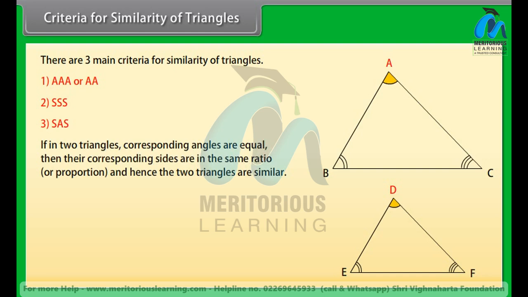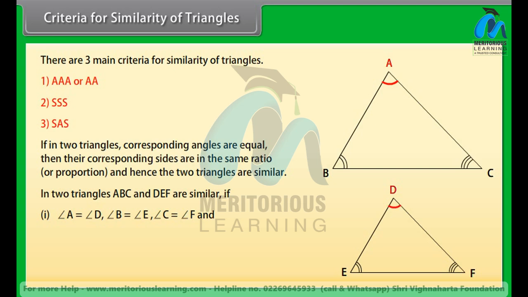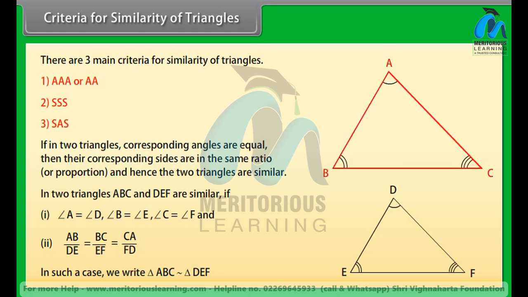If in two triangles the corresponding angles are equal, then their corresponding sides are proportional, that is, in the same ratio, and hence the triangles are similar. In two triangles, ABC and DEF are similar if 1. Angle A is equal to angle D, angle B is equal to angle E, angle C is equal to angle F, and 2. AB upon DE equals BC upon EF, which equals CA upon FD. In such a case, we write triangle ABC is similar to triangle DEF.